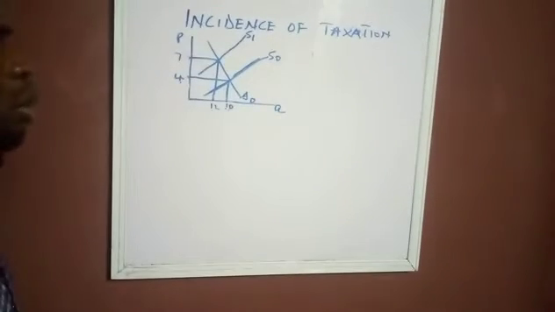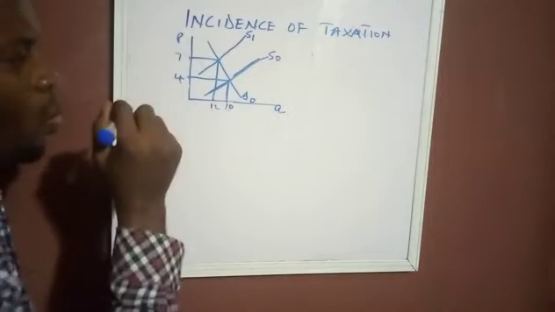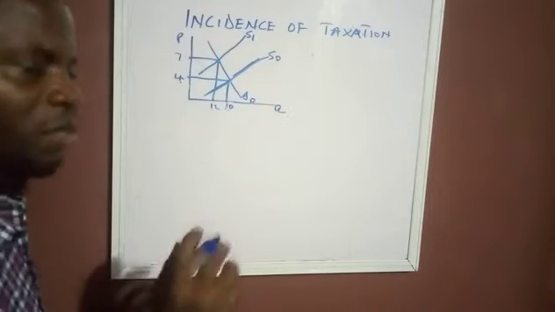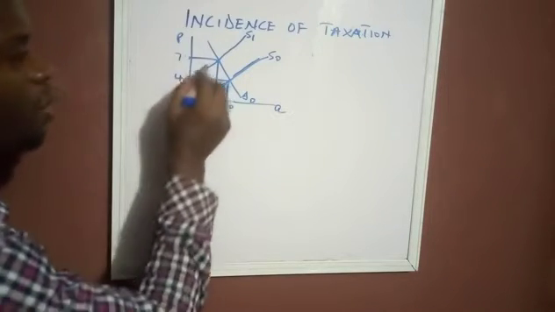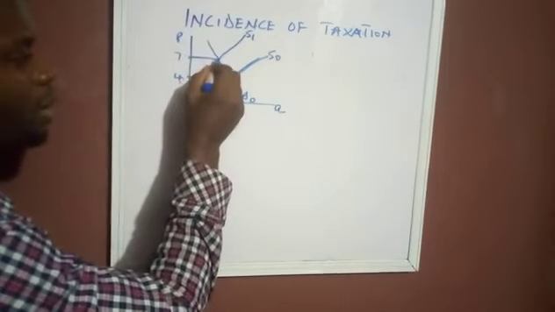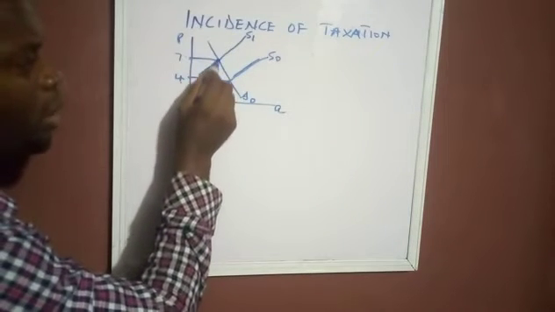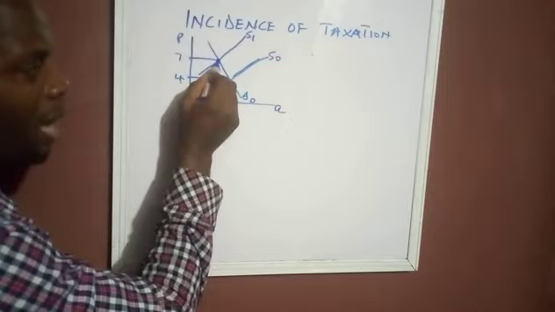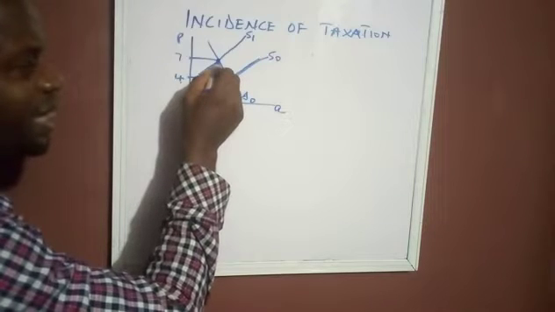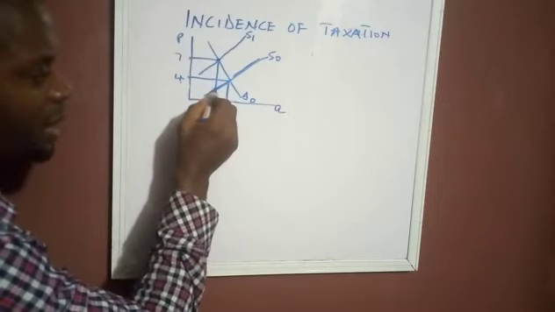Now, what are we going to do? We are now going to look at the incidence of taxation. The incidence now covers from the point of intersection from S1, then to the S0 here.